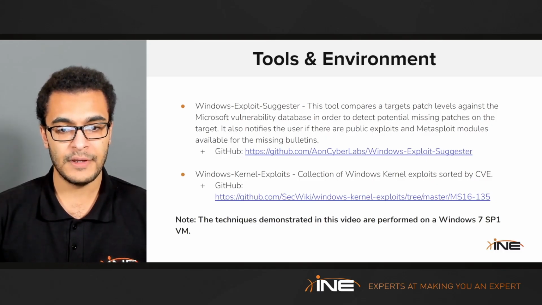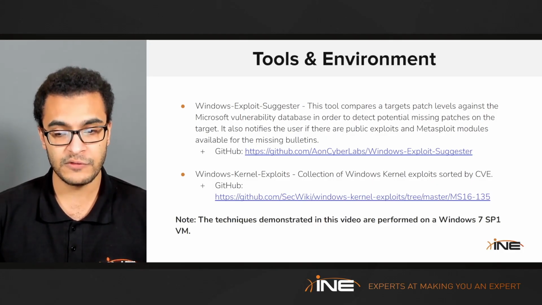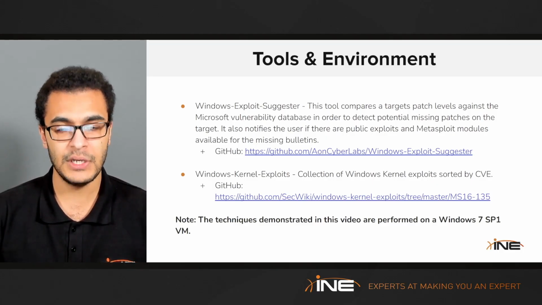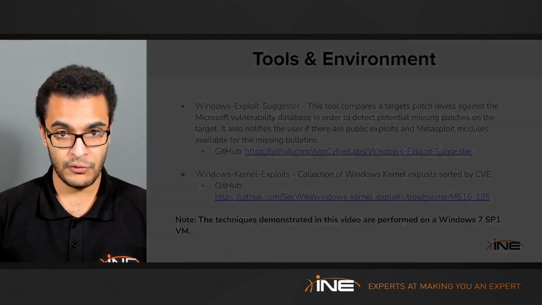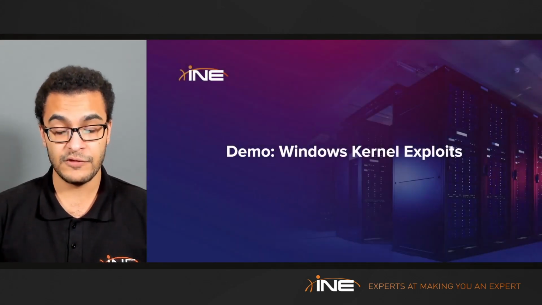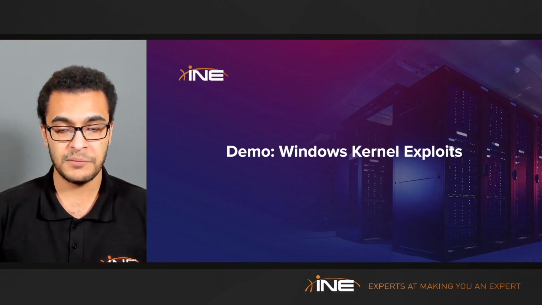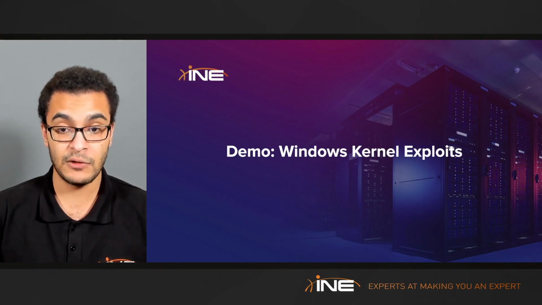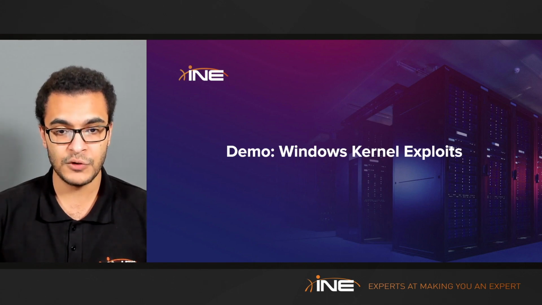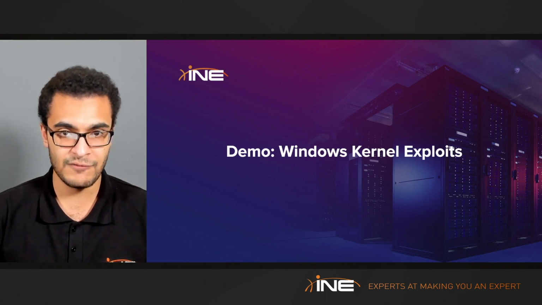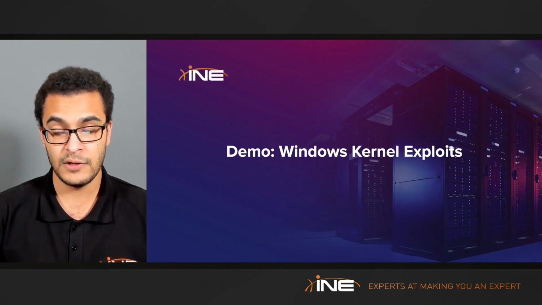All right, now it's very important to note that the techniques demonstrated in this video are performed on a Windows 7 Service Pack 1 virtual machine. And, as you should have already noticed, this particular video doesn't have an associated lab environment. The reason for that is because kernel exploitation is extremely nuanced, depending on the type of target that you're dealing with. The objective of this video is to show you the tools that you can use to enumerate vulnerabilities within the Windows kernel for a specific version of Windows.